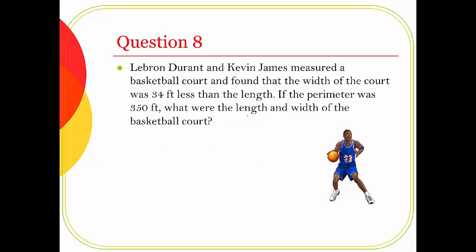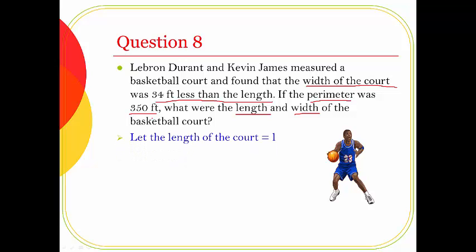What are they asking us? They are asking us for the length and for the width. We do not know the length and the width. Therefore, we have to assign variables to the length and to the width. Now, what is the first keyword here? The width is 34 feet less than the length. That is the first keyword. What is the second keyword? Perimeter is 350 feet. Now this geometry question requires us to know the formula for perimeter, right? So that we can write the equation.